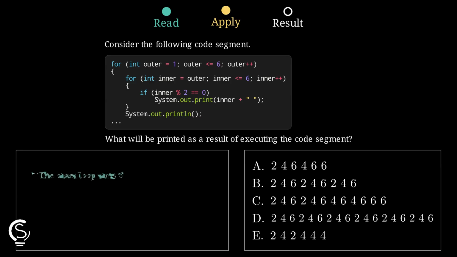Inside, the inner loop starts at the current outer value and checks every number up to 6. If the number is even, it prints it out followed by a single space.